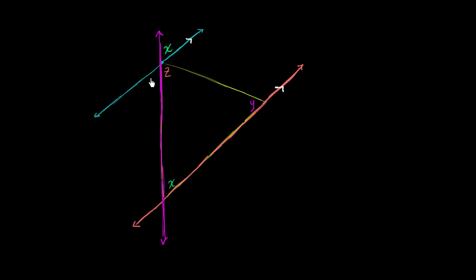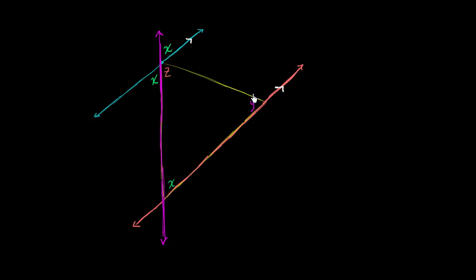The other thing that pops out at you is there's another vertical angle with x, another angle that must be equivalent. On the opposite side of this intersection, you have this angle right over here. These two angles are vertical, so if this has measure x, then this one must have measure x as well.